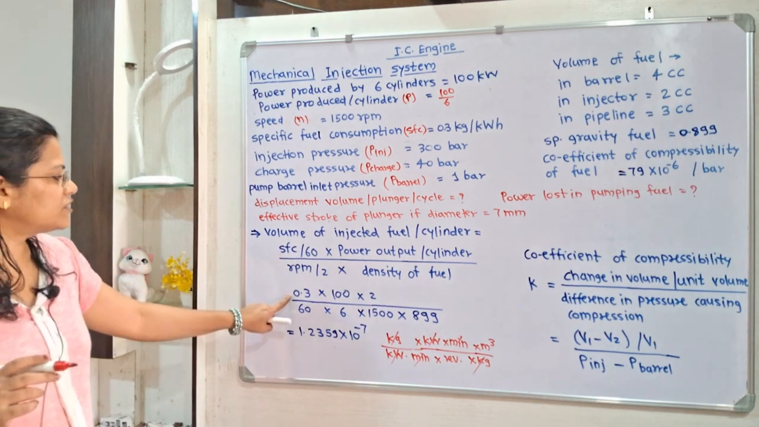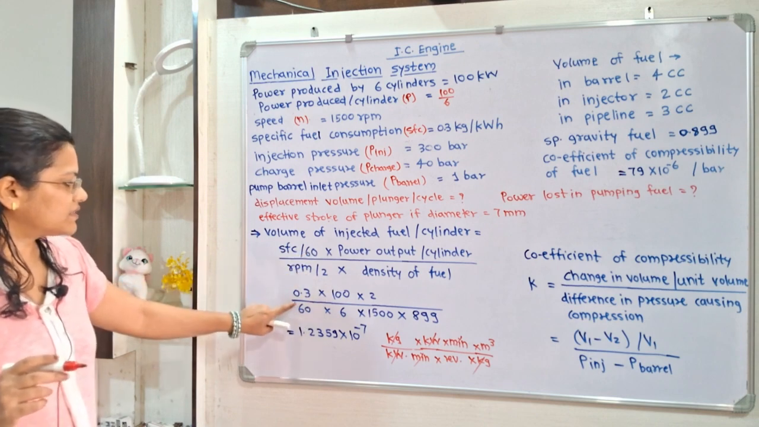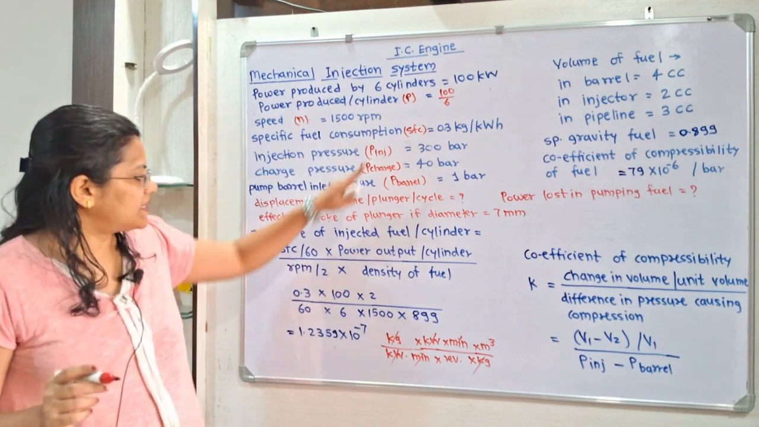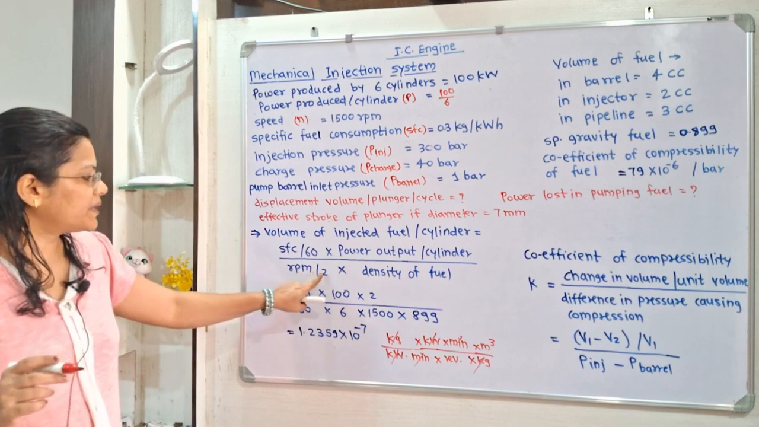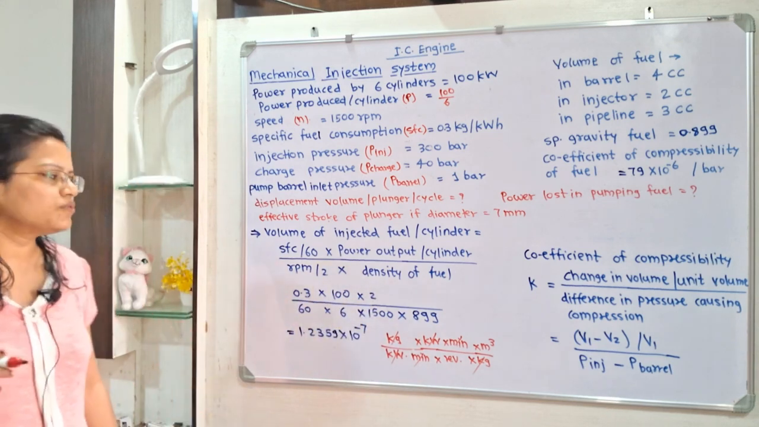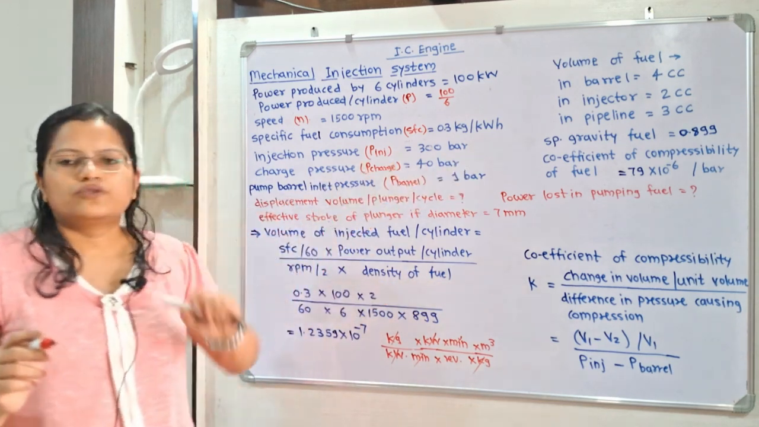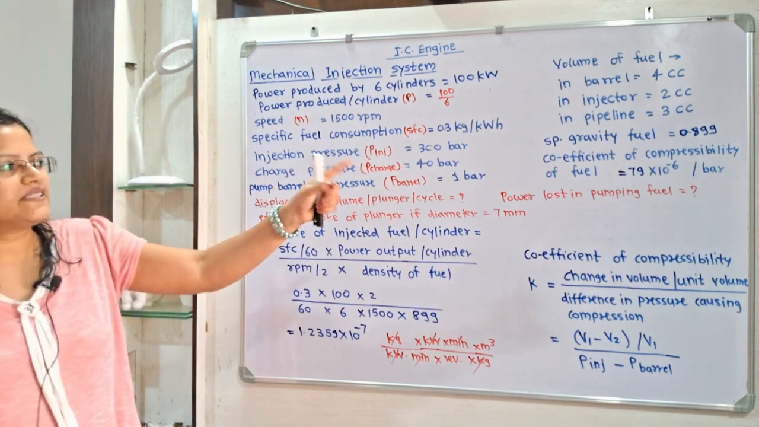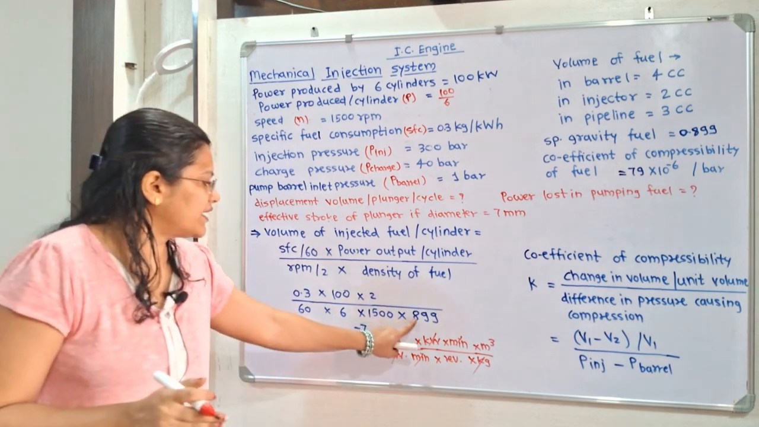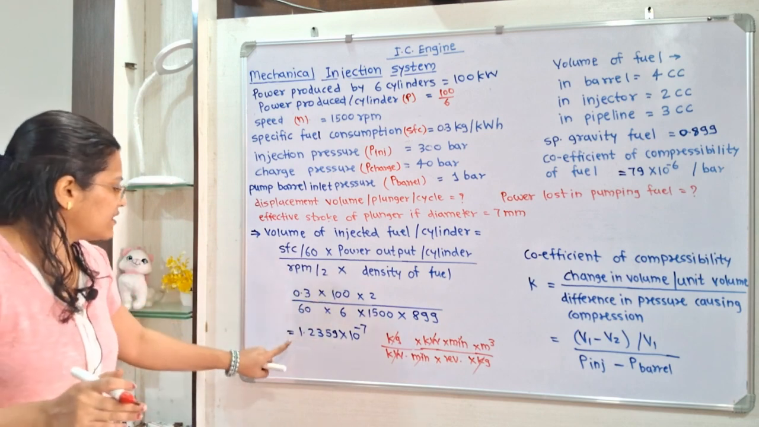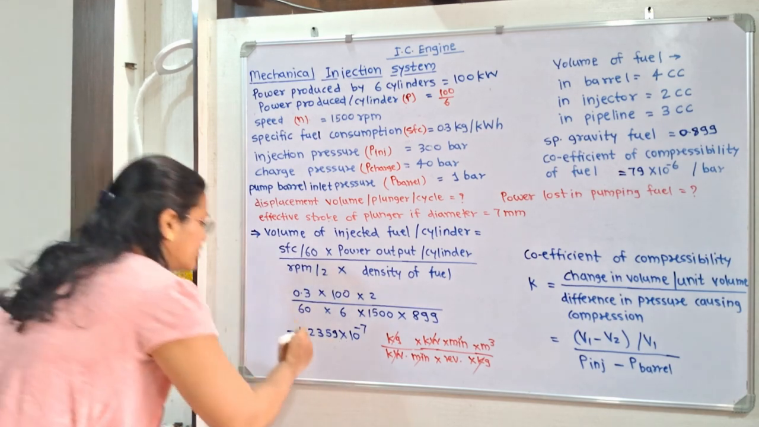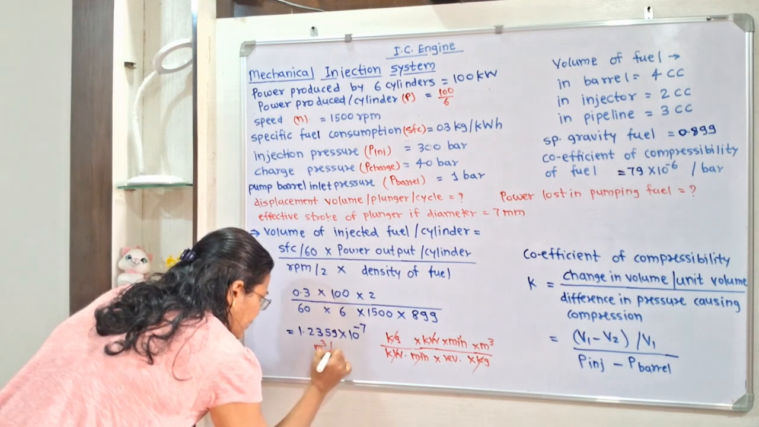So here SFC is 0.3 divided by 60, so I will directly write 0.3 by 60. Power output per cylinder is 100 by 6. RPM by 2, that is 1500 divided by 2. I will transfer this in the numerator. And density of fuel, from the specific gravity of fuel, that is 0.899 into 10 raised to 3, that is 899. So the answer is 1.2359 into 10 raised to minus 7, and here the unit is meter cube per cycle.